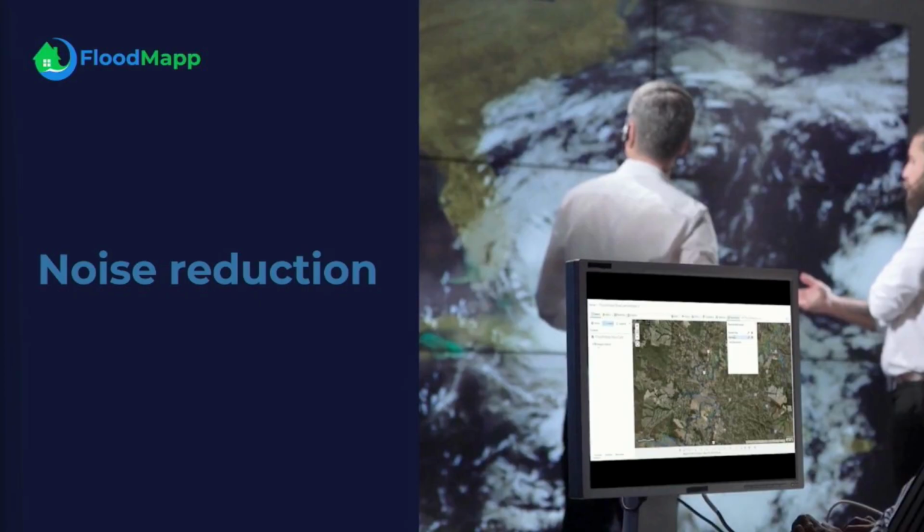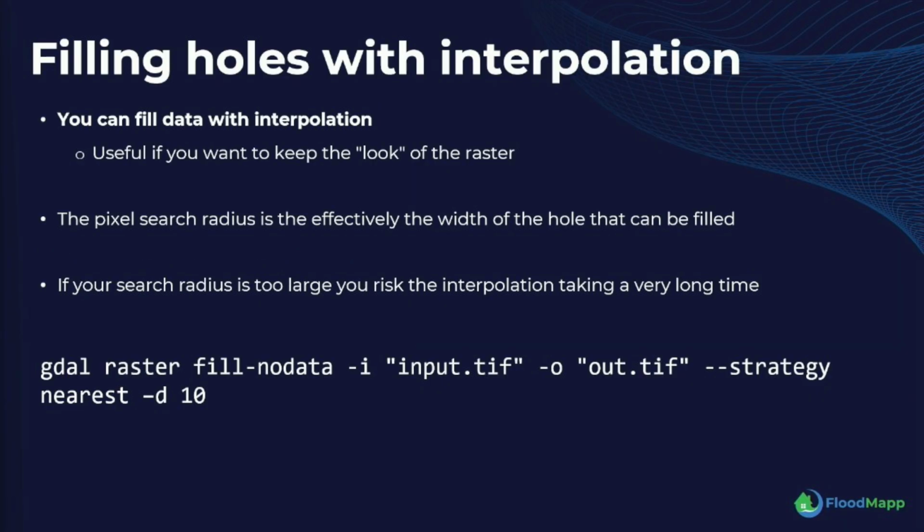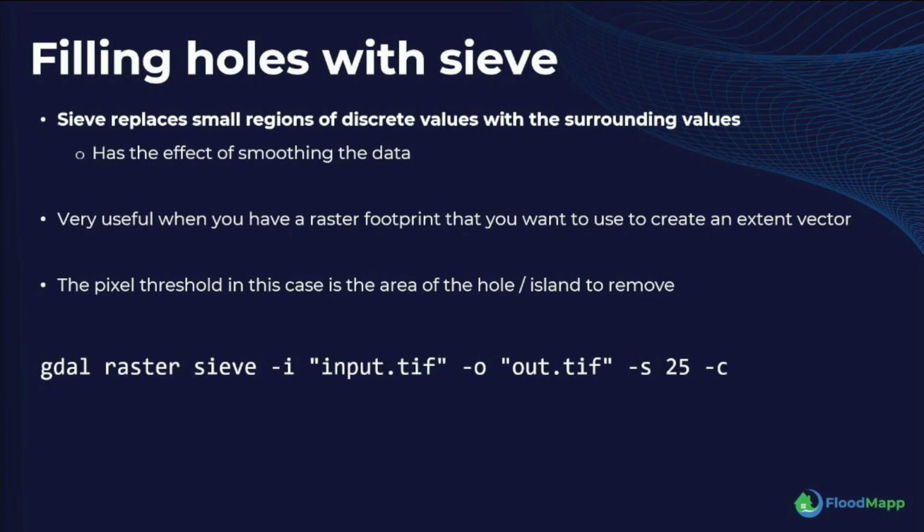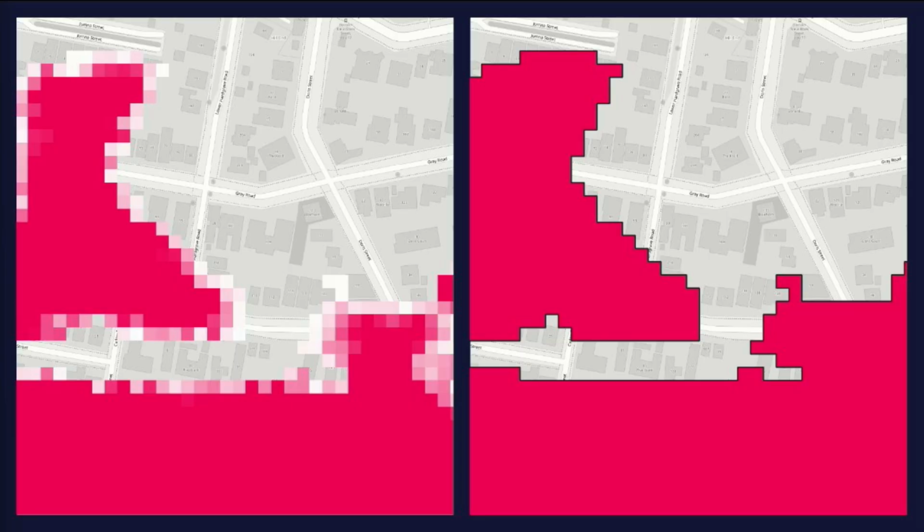So often you want to do some noise reduction, and you might want to do that by filling holes. We can do that with interpolation, very easily through the fill no data command, but watch out for your search radius, because the bigger the search radius, the slower this is. Or, more to the point, we can do this with the sieve command, which allows us to say, remove a block of contiguous data smaller than a particular size. So you go from data that looks like this on the left to data that looks like this on the right as a vector polygon. So you sieve the data, turn that into a polygon, and we're nearly good to go.